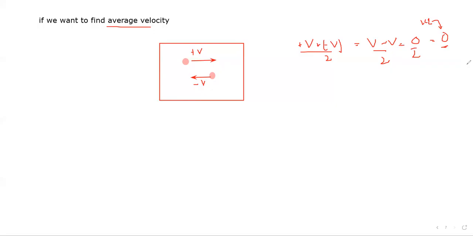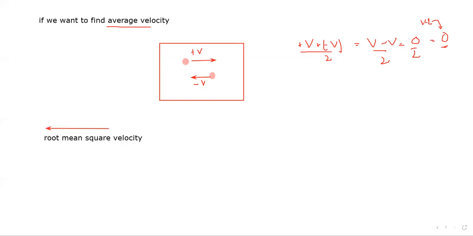So what we do in that case is take the root mean square speed, or rather, root mean square velocity. The name is root mean square, but what is done? First we take a square, then we take a mean, and then we take a root.